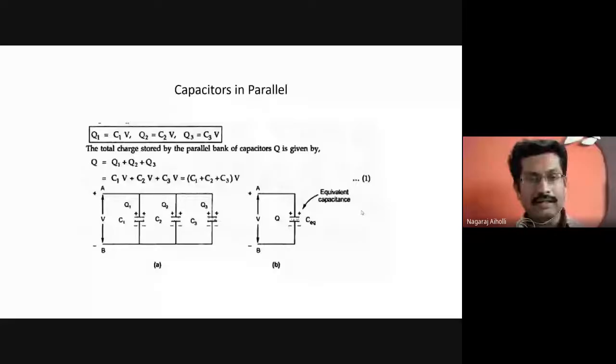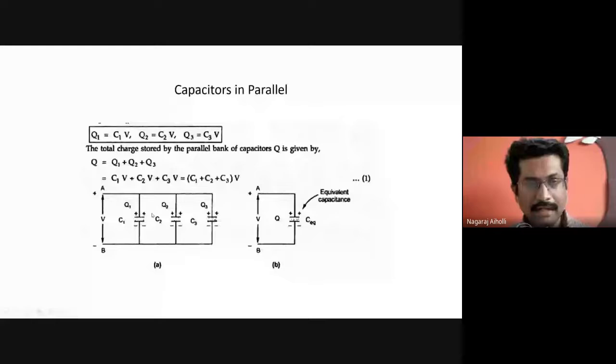Next one, capacitors in parallel. I have connected the capacitors in parallel here. Capacitances C1, C2 and C3. Total voltage is V. The charge deposited will be different because they are now connected in parallel, and the voltage will be the same, but the charge will be different.